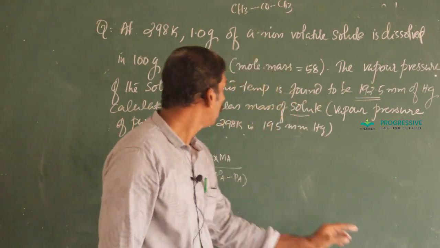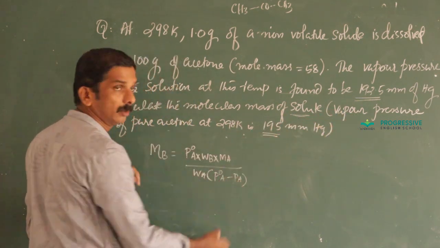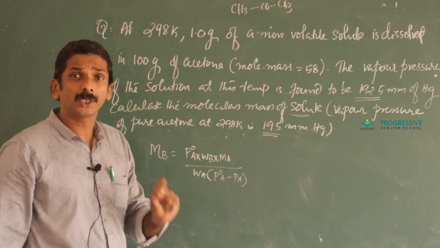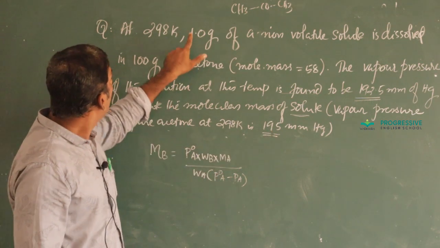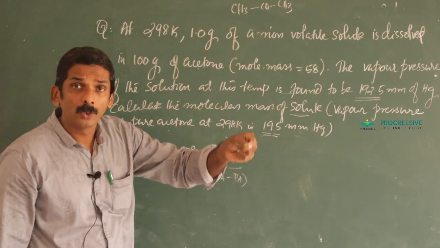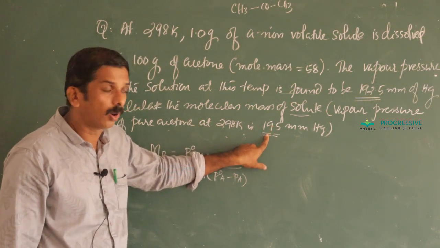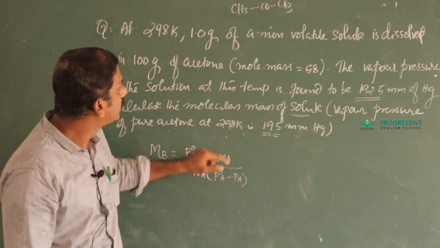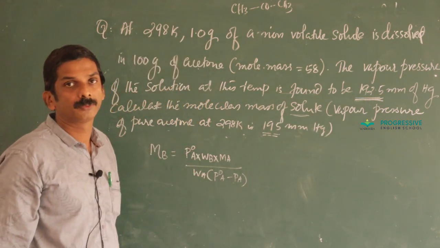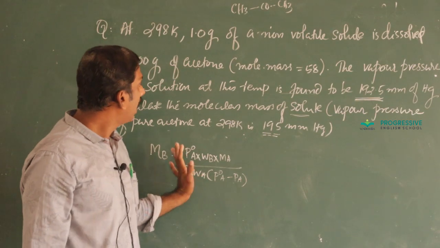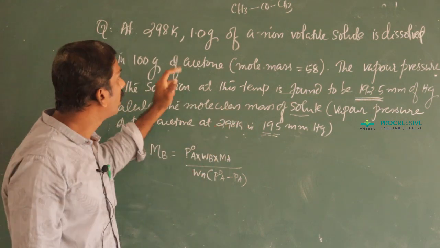Don't confuse that. Here in bracket, the vapor pressure of pure acetone, that is P0A, is given. When a non-volatile solute is added to a pure solvent, the vapor pressure of the solution decreases. That is called lowering of vapor pressure. Once you read the question thoroughly, you just write the different data given in that question.